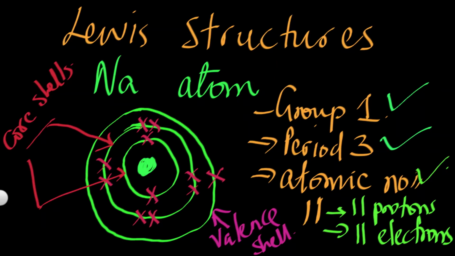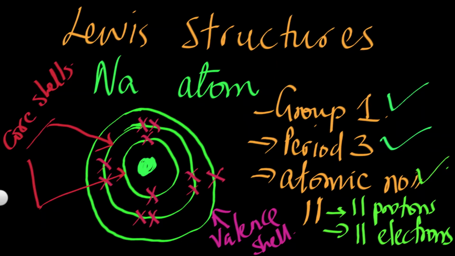It's a very important thing for you to understand, that when you're drawing Lewis structures, you're only worried about the valence electrons, which are essentially electrons in the valence shell, which means electrons in the outermost energy level. That's it. Now, how do you know how many electrons are in the valence shell?